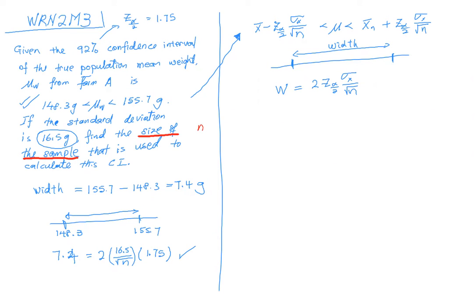Take out your calculator and count. So I can say my square root of n is equal to 2 times 1.75 times 16.5, then divided by 7.4. Okay, then after that, you can get your n as you square both sides.